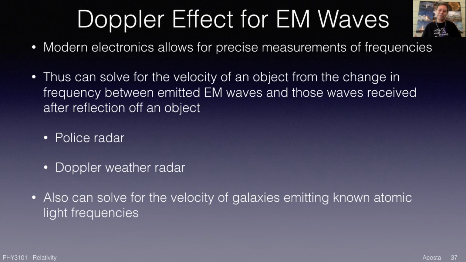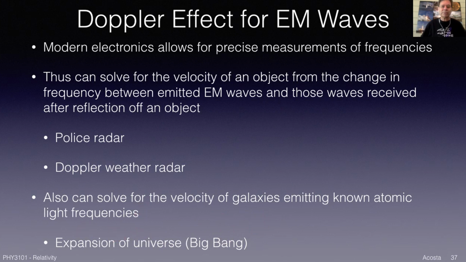Scientifically, even more interesting, distant galaxies tend to be receding from us. So the velocity of those distant galaxies relative to our galaxy can also be measured by comparing the frequency of known atomic light frequencies. For example, later in this course we'll learn about emission at specific frequencies from atoms. We can see how those frequencies change and solve for the velocity of that galaxy. And they all tend to be lower in frequency, they're redshifted, and that is evidence for the Big Bang, that the universe is expanding. All right.